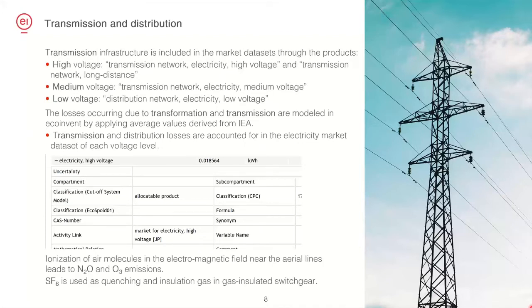And we also have emissions that occur through the transmission. So in the high voltage levels, we have dinitrogen monoxide and ozone emissions that are produced in an electromagnetic field around the lines of the overhead transmission lines. But there are also sulfur hexafluoride emissions in the medium and low voltage markets. This is used as a quenching and insulating gas in the switchgear.